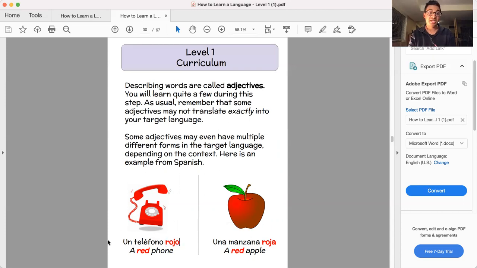And not only that, in Spanish, for example, you don't just have one word for red, you actually have multiple words for red, depending upon the gender of the noun as well as the number of the noun. And so every single language is going to treat adjectives a little bit differently. And it's not always going to be quite as straightforward as an adjective would be in English.